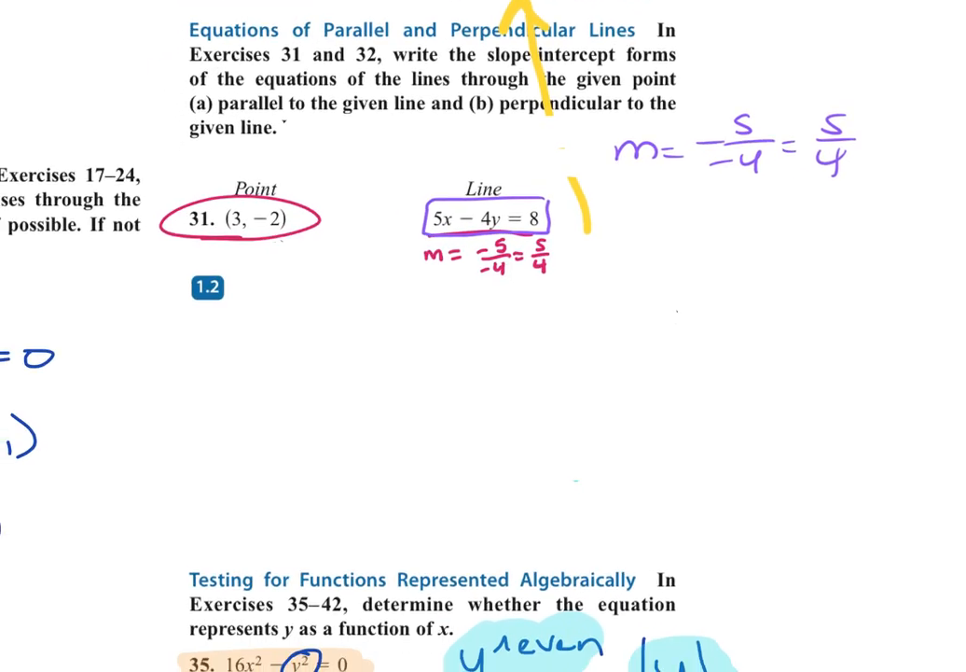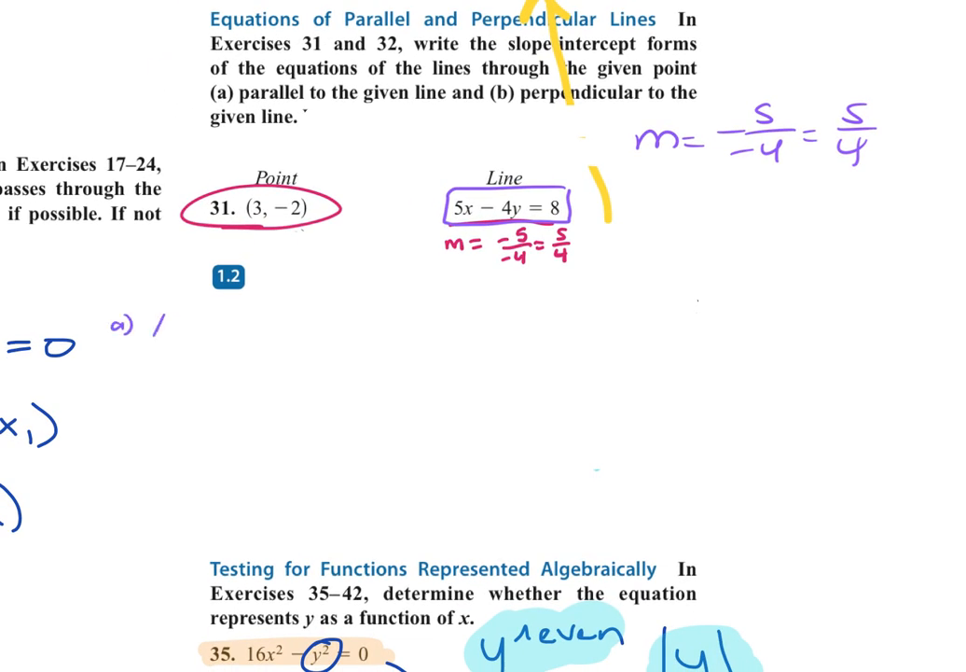So when I do the equation of a line that's parallel to it, my slope's going to be the same, 5/4. When I do the slope of a line that's perpendicular to it, my slope's going to be the opposite reciprocal, so -4/5. And then I want to use the point that they gave me. So do you do point slope or do you do slope intercept?